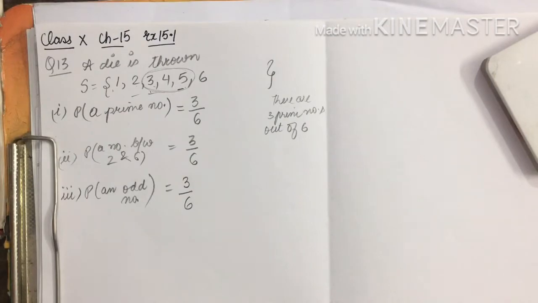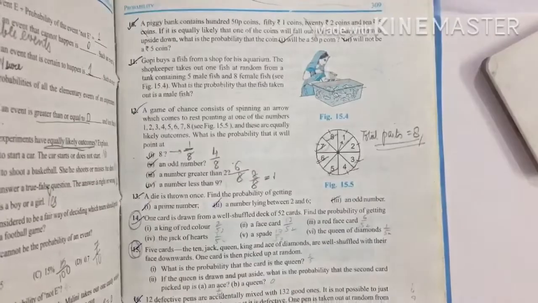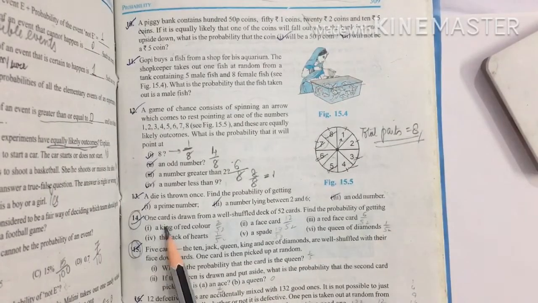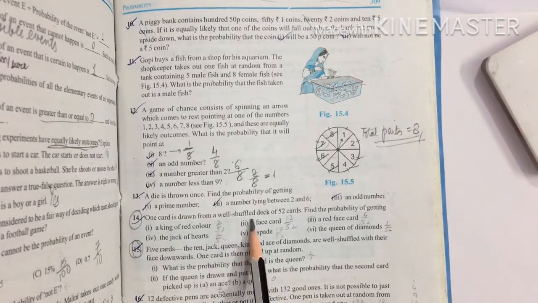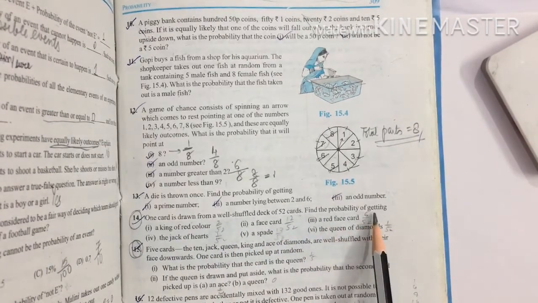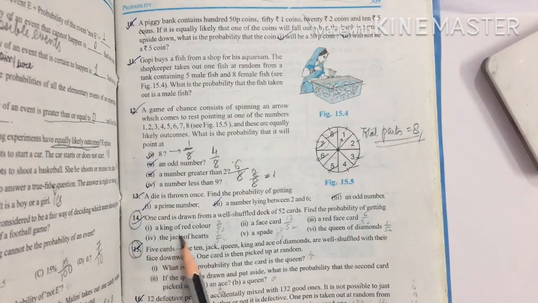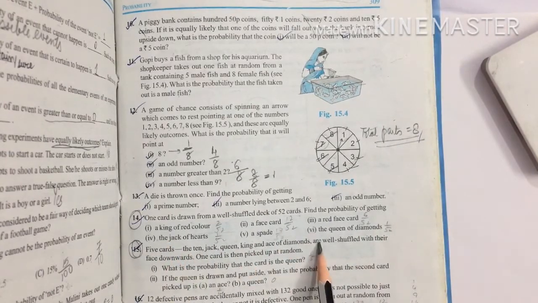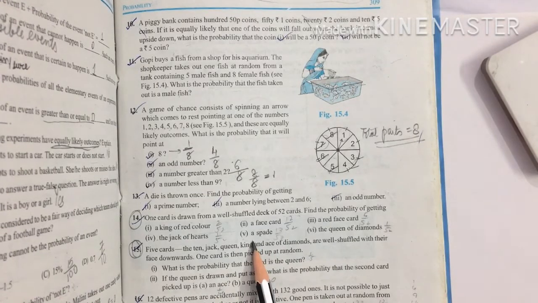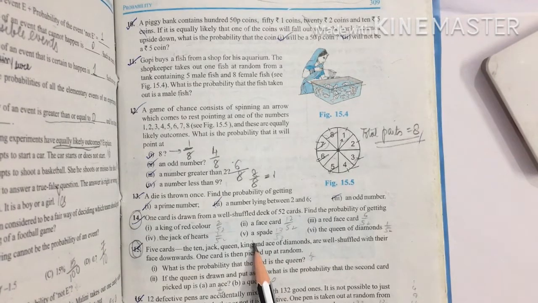Next question, question number 14th. It's based on cards. One card is drawn from a well shuffled deck of 52 cards. Find the probability of getting. Now they have given you various options here. Before we do this, let us quickly revise what or how many types of cards does a deck contain.